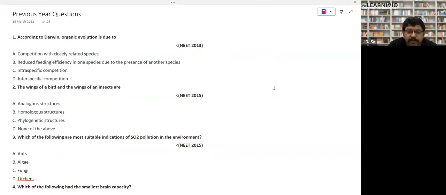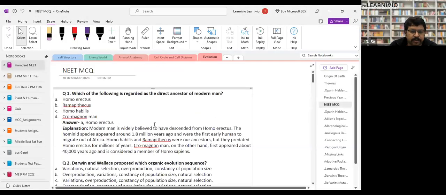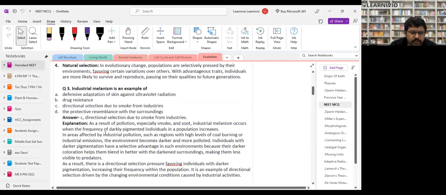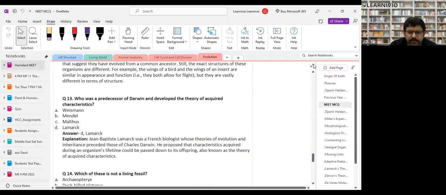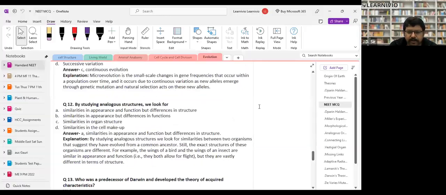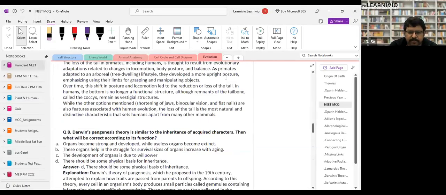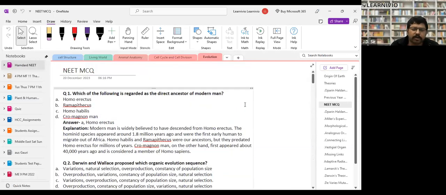Okay, Aisha. Yes, sir. And after the class, you can go through these NEET MCQs, right? Again, the same MCQs are there, and explanations are there. You can go through them and practice them, right? So this was all about the evolution part. It's not very difficult, but you need to cram more in this part. Still, if you have any doubt in the evolution part, please ask me. Then we will move to the next chapter, that is Human Health and Disease.